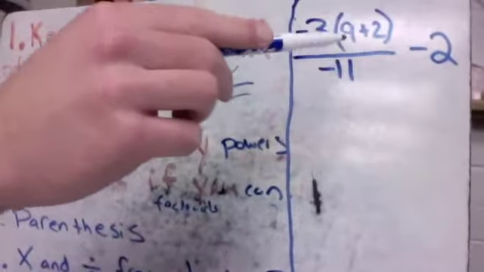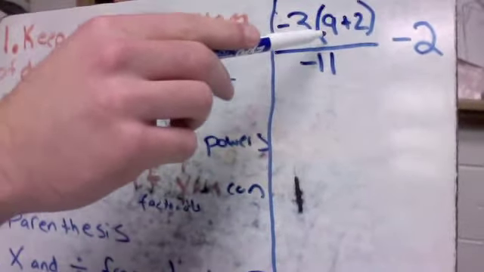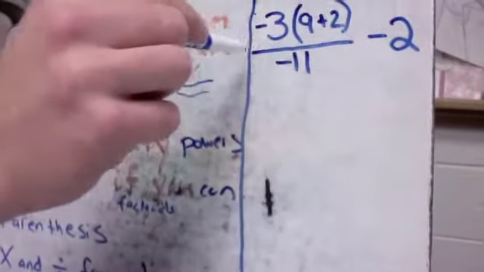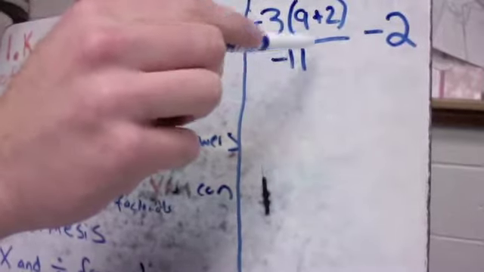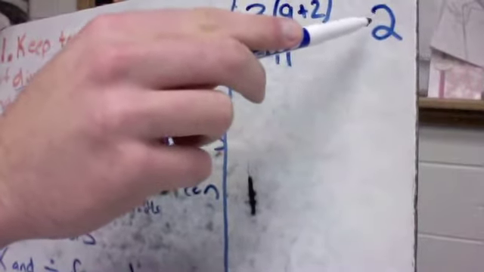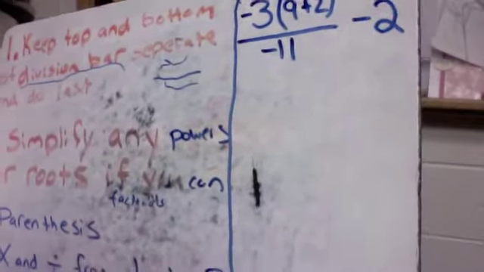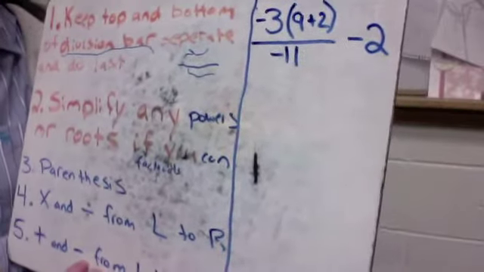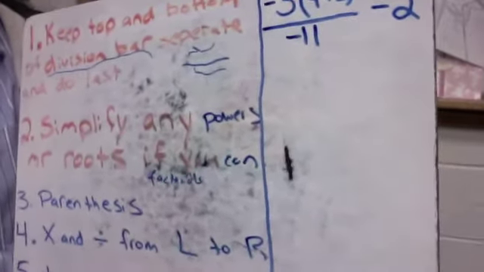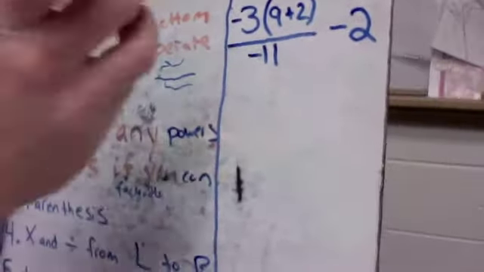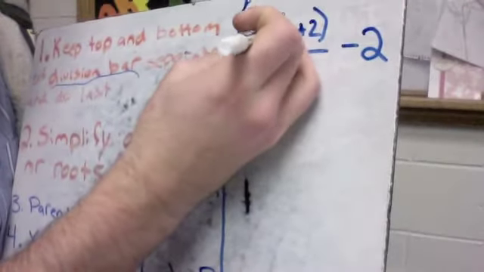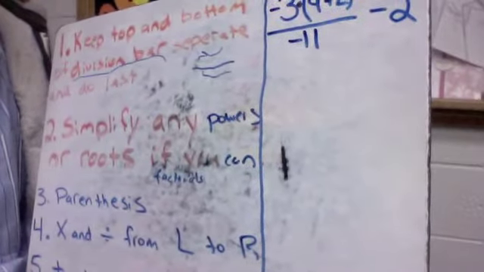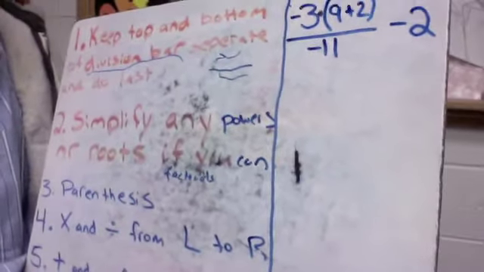All right, here's the next problem. We've got -3 outside of a parenthesis, 9 plus 2, all over, or division bar, -11, and then at the end we have a subtract 2. Some things I'll point out here. If you ever have a number right outside of a parenthesis, it's always multiplication. So I'm even going to stick this little times sign in right there. That dot means multiplication. So do not forget that, because that's going to make your problem incorrect if you do anything other than that.